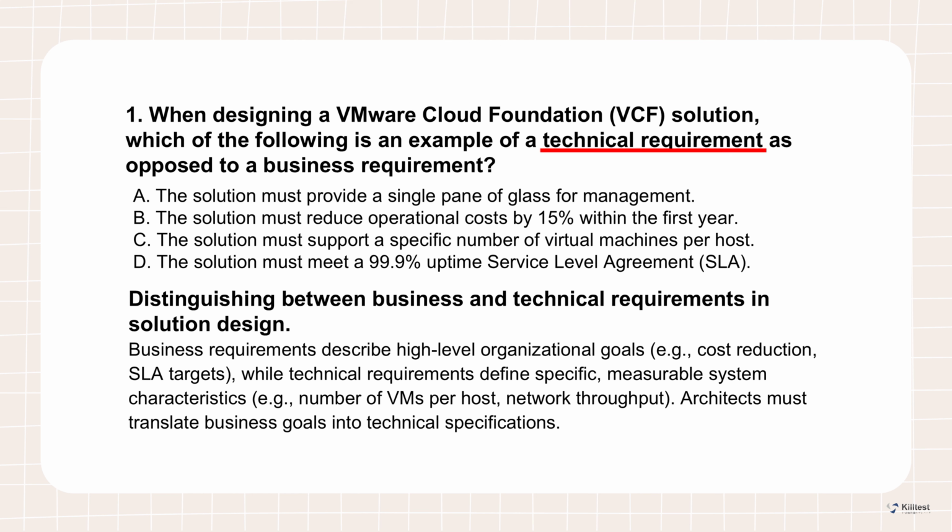See, a technical requirement is measurable, system level. The solution must support X number of VMs per host. It's about the system's capability. A business requirement is focused on the outcome. So things like reduce operational costs by 15% in year one, or meet a 99.9% uptime SLA. That's a service level agreement, basically your uptime guarantee. Those are business goals. So a single pane of glass for management squarely fits as a business requirement. It's addressing an operational outcome for the user, making management simpler, not a specific system function itself.